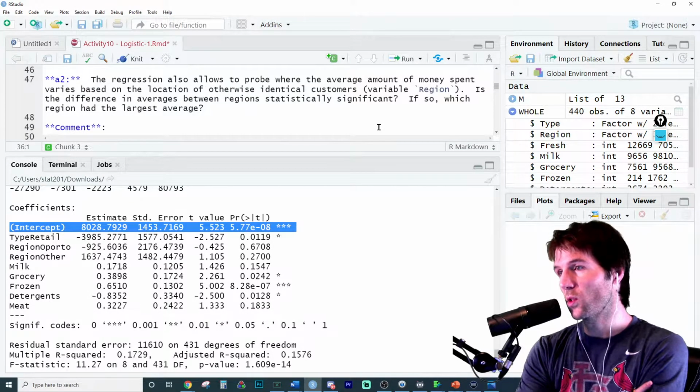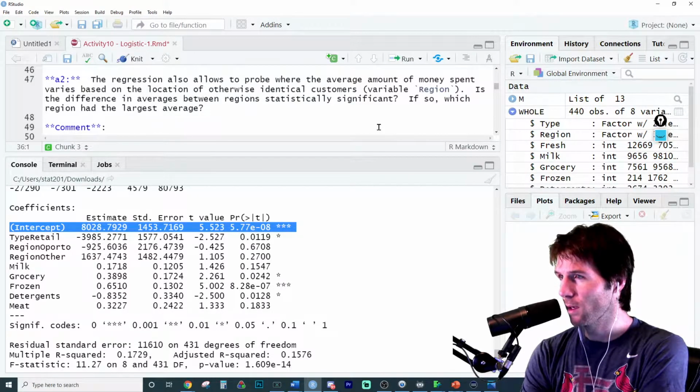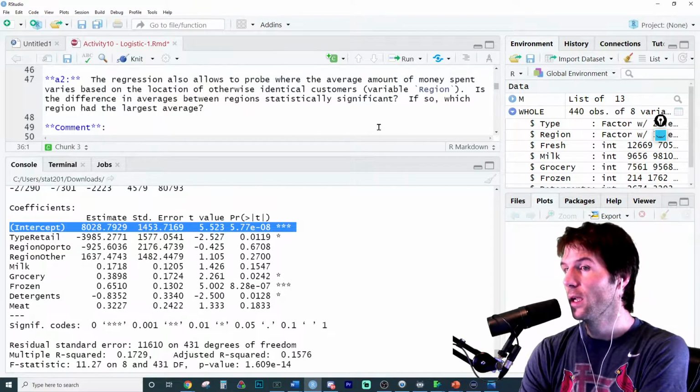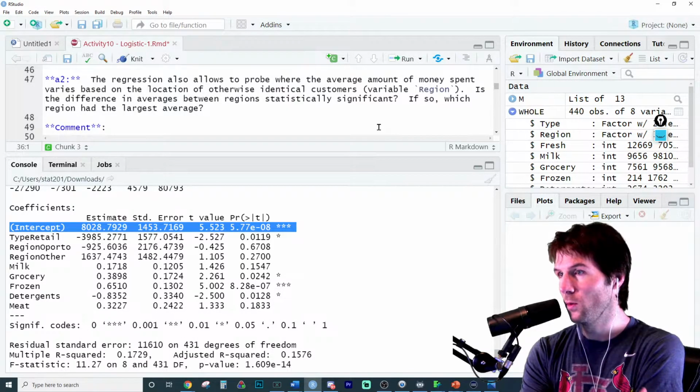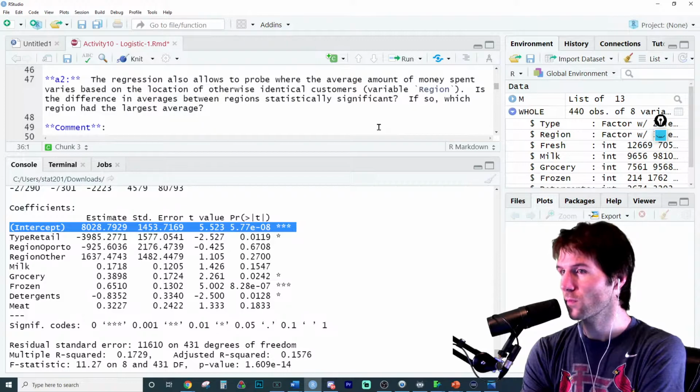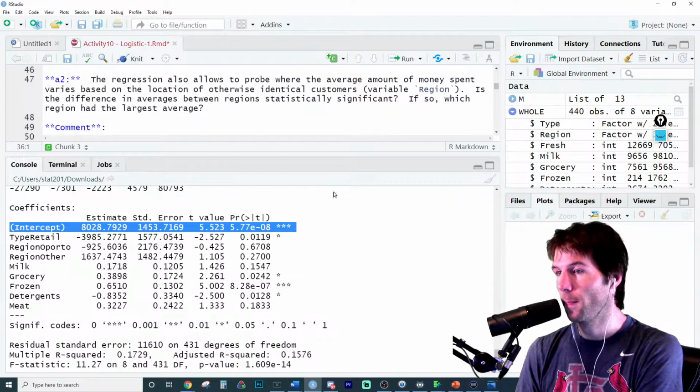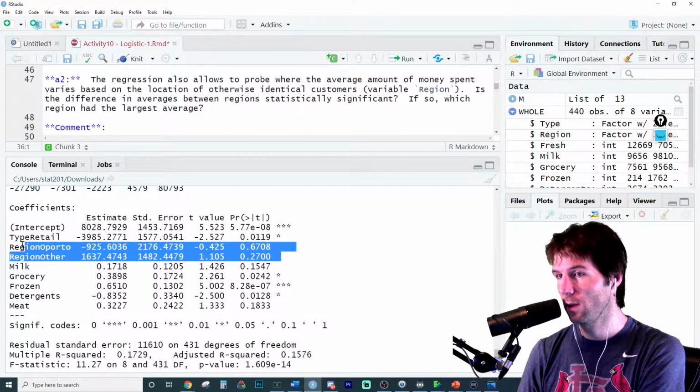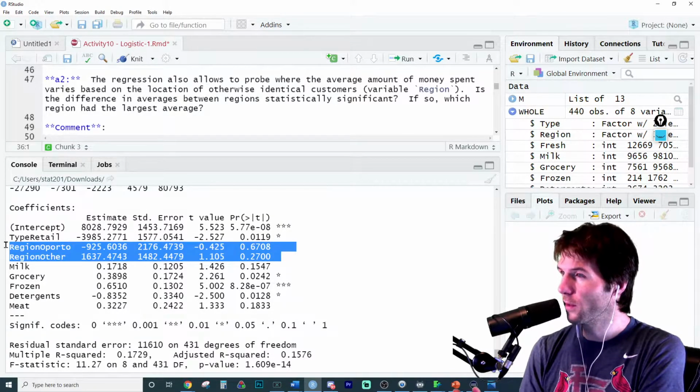The regression also allows us to probe where the average amount of money spent varies on the location, otherwise identical customers, with region. Is the difference in averages between regions statistically significant? If so, which region had the largest average? Now, this is where you have to be careful. Region had with it how many levels? There's one of them missing.